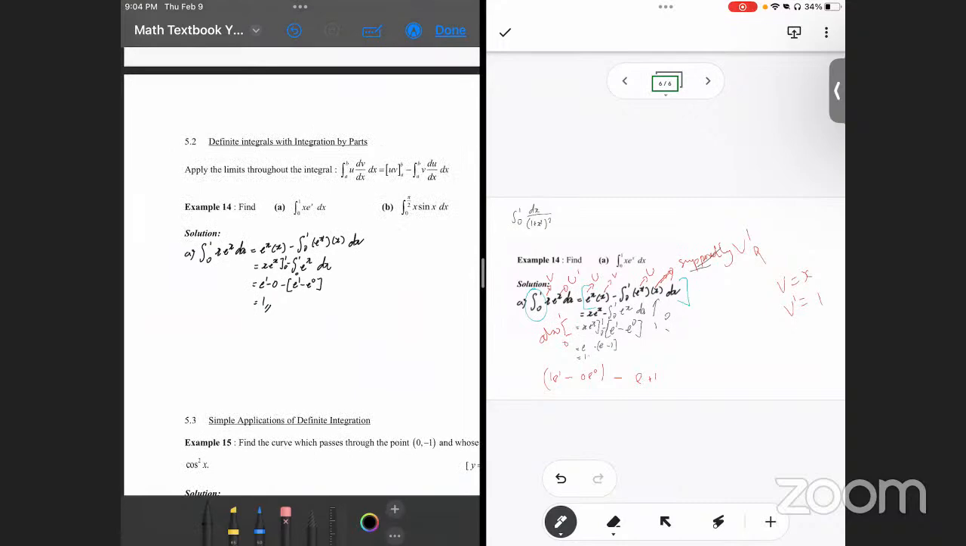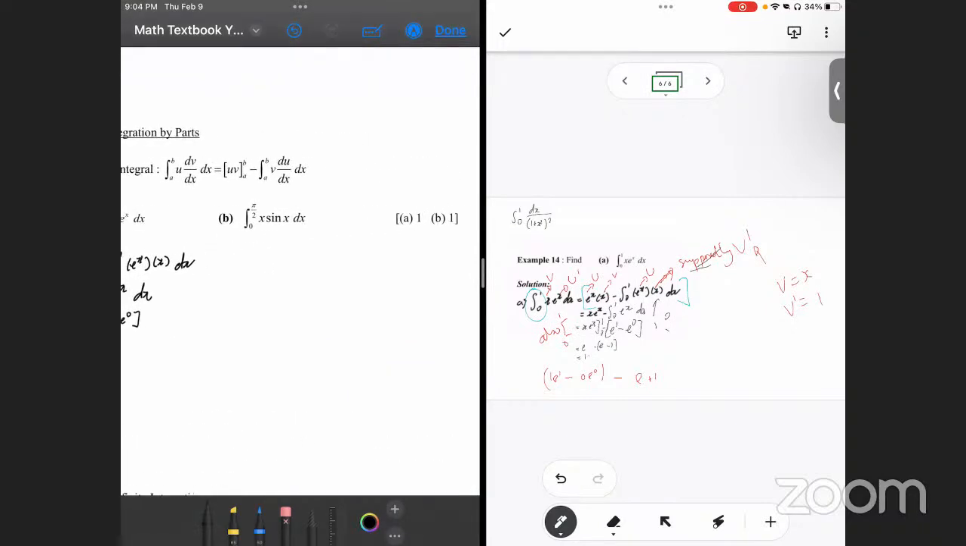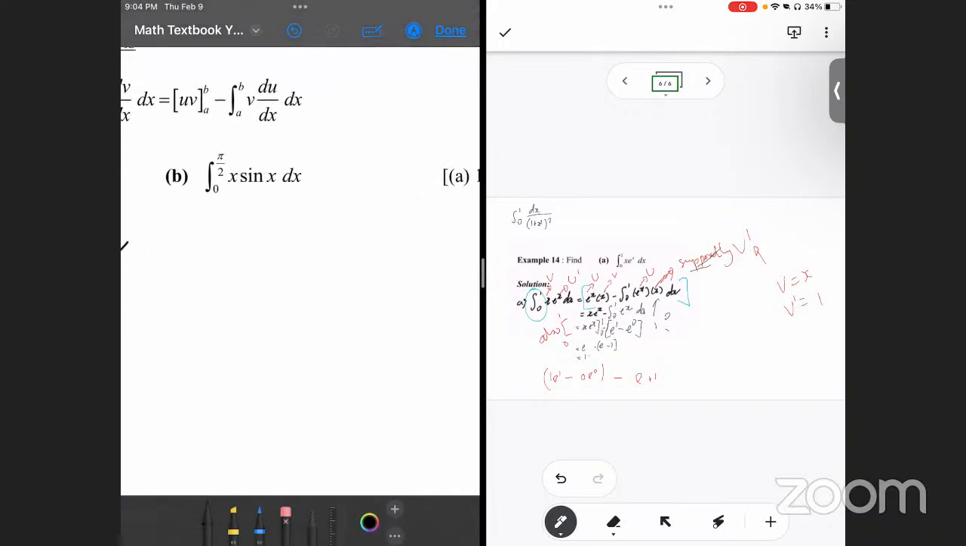Your coordinate is wrong, Keiko. It's a minus y, right? The y is minus. Oh, right. The y is minus.